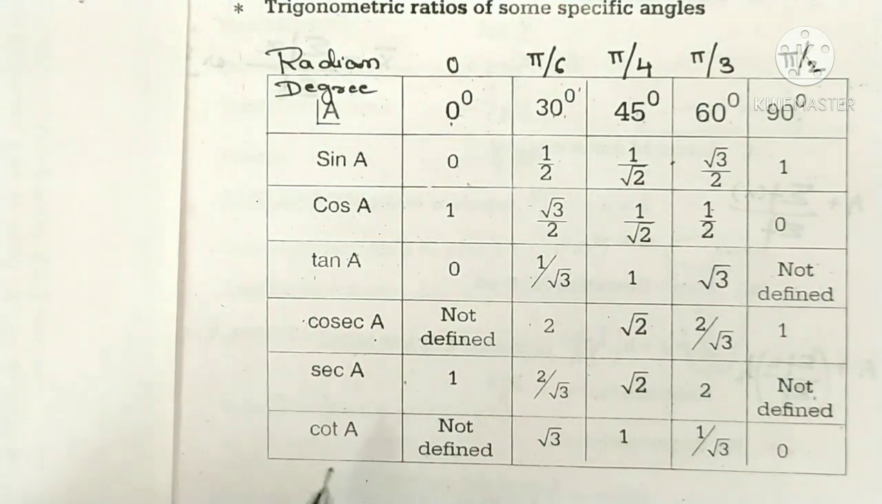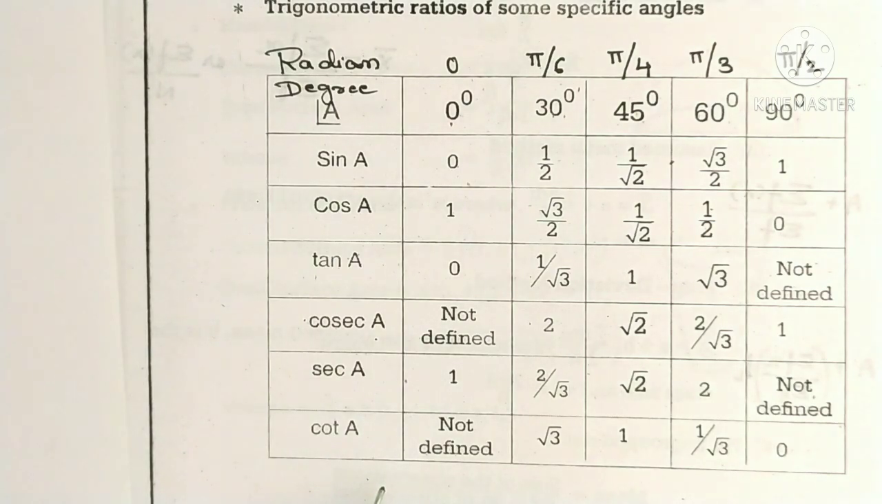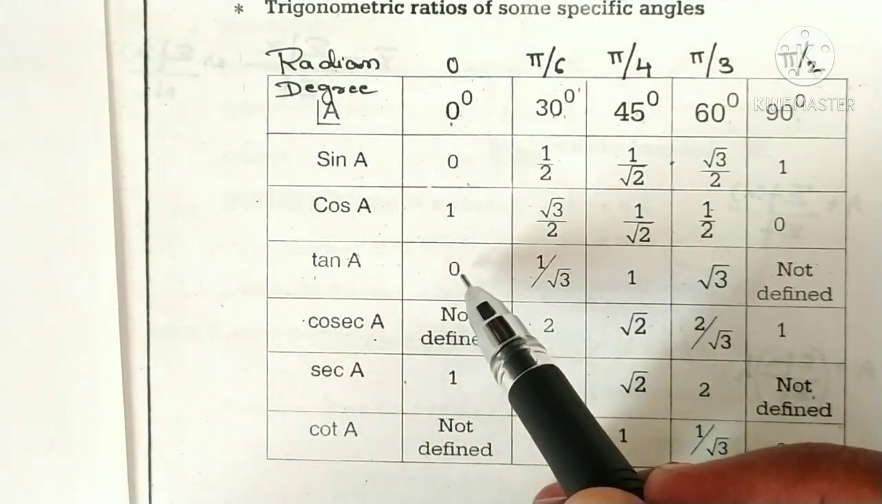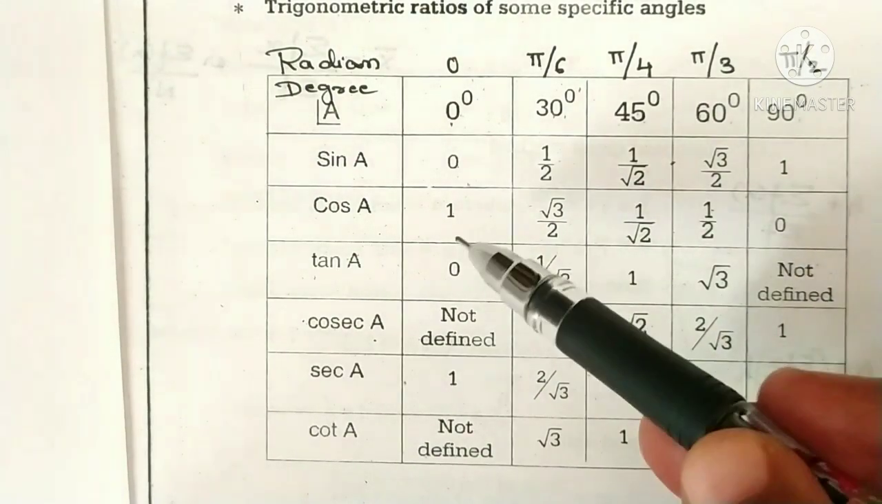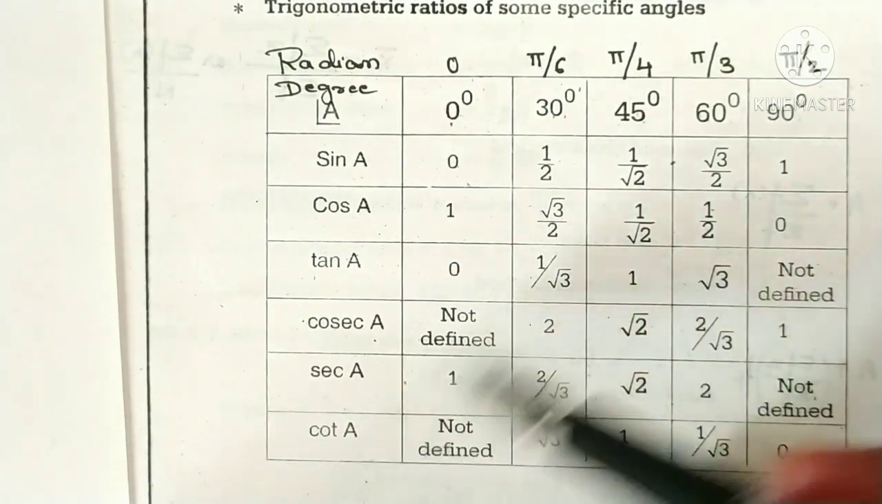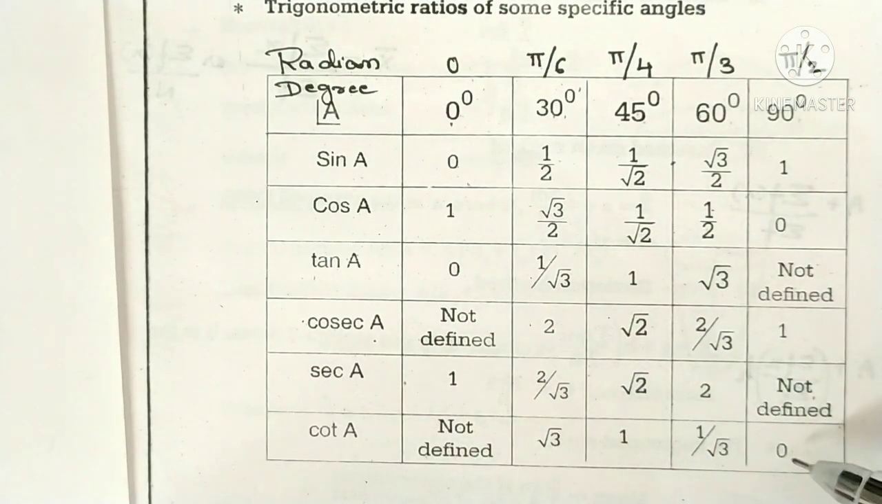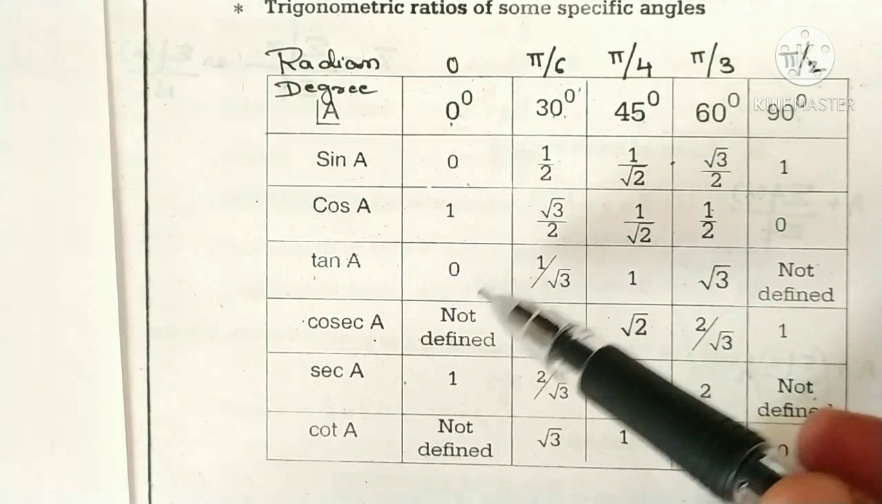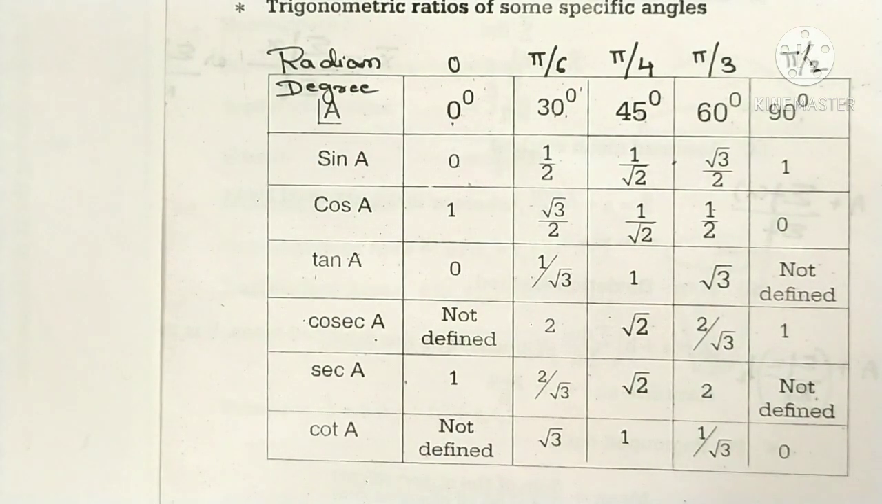Then you should go to cot. Cot 0 is 1 by tan, 1 divided by tan, so 1 by 0, which is not defined. Cot 30 degree is root 3. Cot 45 degree is 1. Cot 60 degree is 1 by root 3. Cot 90 degree is 0. So this table is very important, you have to remember it.